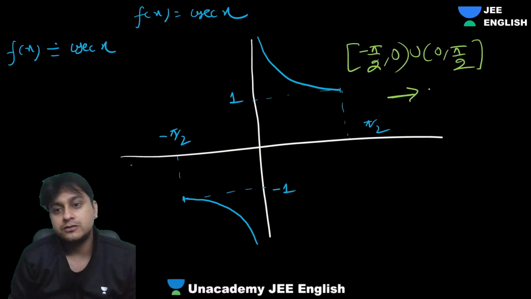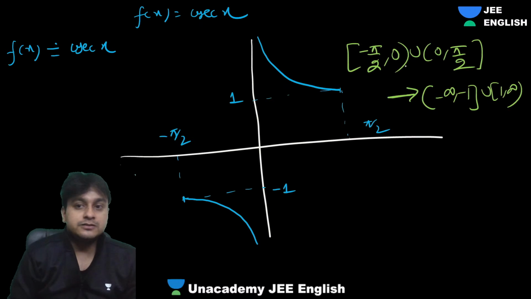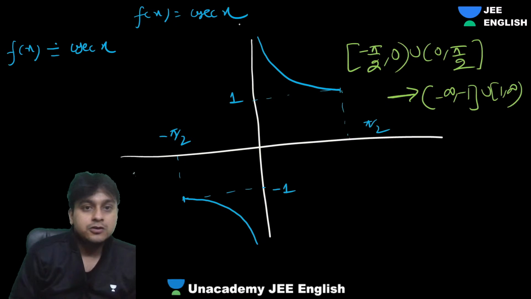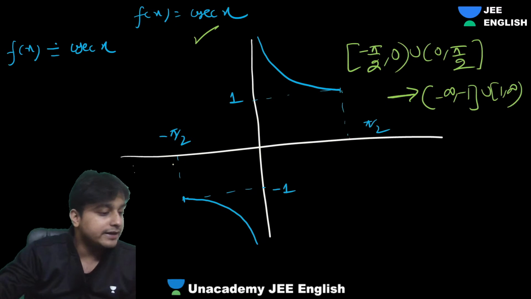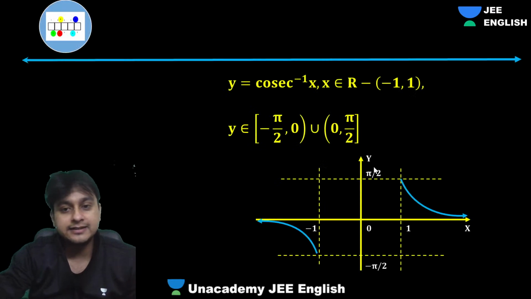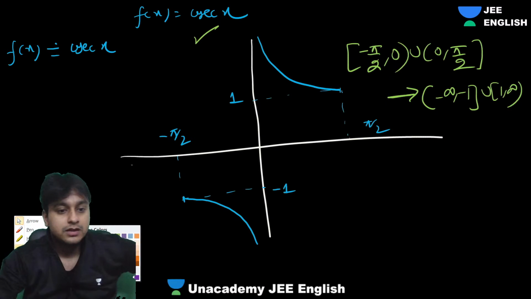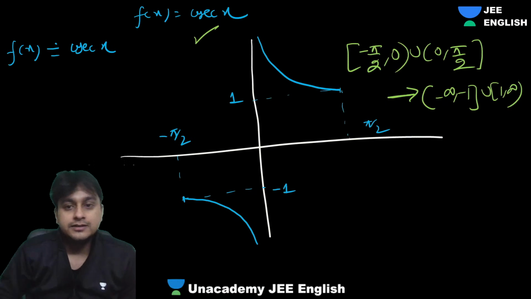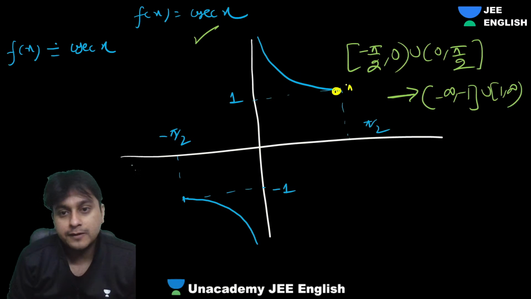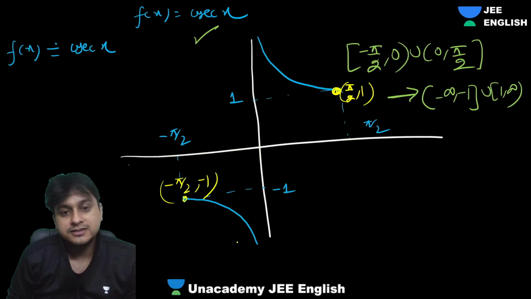And the range is going from minus infinity to minus 1 union 1 to infinity. So this is the domain and range of the cosec graph, which is now ready to be inversed. So guys, I'm drawing directly, this will be the graph. This point is pi by 2 comma 1, and this point is minus pi by 2 comma minus 1.